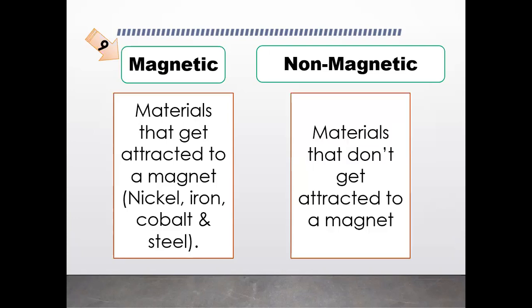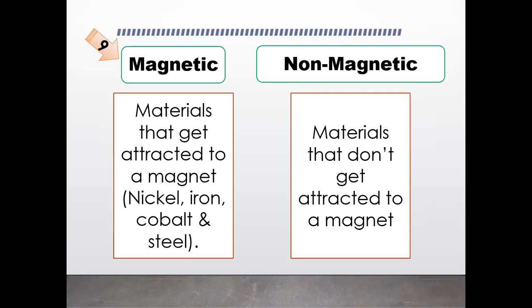And non-magnetic materials are the materials that are not attracted to the magnet. Any other materials other than nickel, iron, cobalt, and steel are non-magnetic. They will not be attracted to the magnet. If you bring a magnet beside them, you will find that the magnet is not attracting them. You will find them away from each other. They will not be stuck to each other.